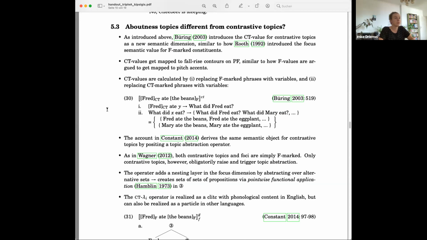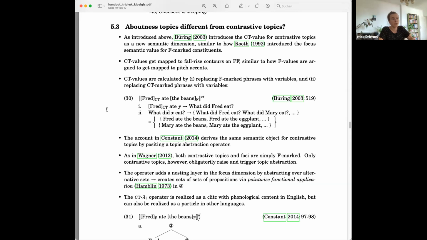Bühring introduces this CT value for contrastive topics. This is a new semantic dimension, similar to how Rooth introduces a focus semantic value for F-marked constituents, in addition to the ordinary semantic values. And then CT values get mapped to rise contours on PF, similar to how F values are argued to get mapped to pitch accents. So this is how he gets the special intonation for contrastive topics.